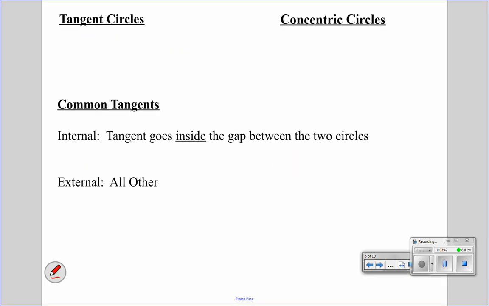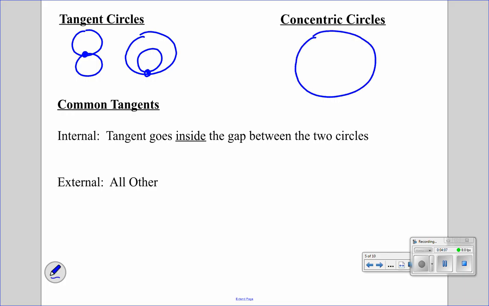All right. Now, let's have a couple more vocab words. We have tangent circles. Now, tangent circles are two circles that touch at one point. We can have two circles outside or a circle within a circle. Tangent circles, they touch at one point. Concentric circles are two circles that share the same center. They share the same center, so kind of like a bullseye, a target, a wheel.